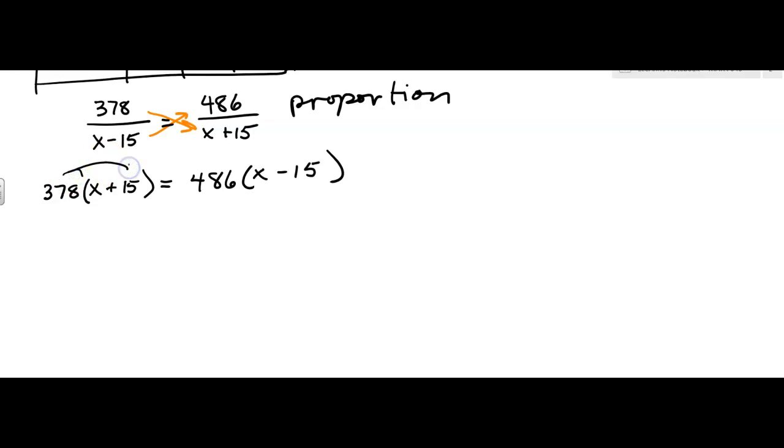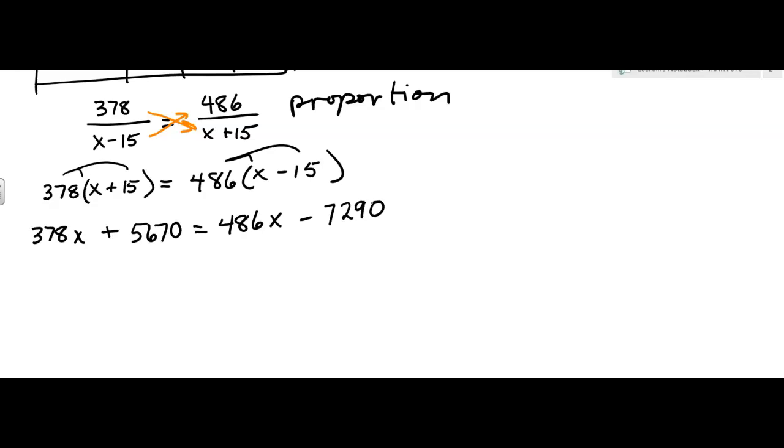Now I'm going to distribute. 378x plus, and I don't know what that is. And so I have a handy thing called a calculator, 378 times 15, and I'm getting 5,670. Then on the other side, I'm going to distribute 486x minus, and I don't know what that is either, so 486 times 15, 7,290. Now I can do these by hand, but it's just faster if I use the calculator.